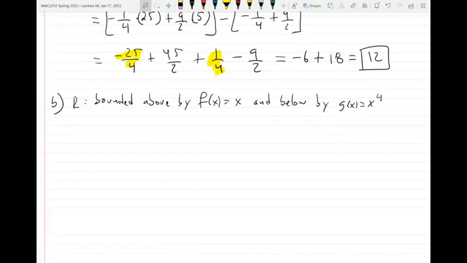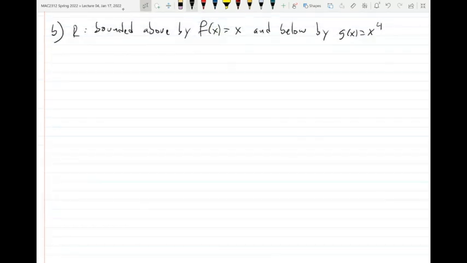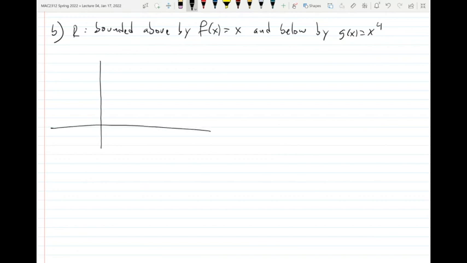Okay, all right, so let's do this. So bounded above by these two functions. The first function is a line, the line y equals x, and this one is x to the 4. So that's a power function, and it just looks like a parabola. For all practical purposes, it's gonna look like a parabola. Just remember, it's x to the 4. So let's draw a picture. Actually, let me bring it to this side a little bit more. So we have the line y equals x.